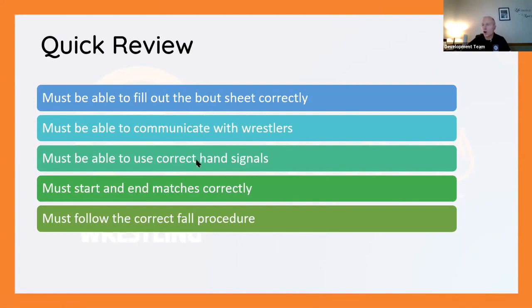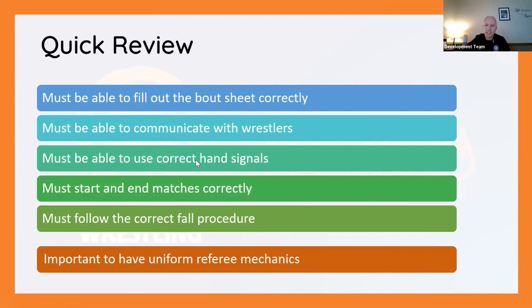And all these things are important because it's so important to have uniform referee mechanics across the board. You want people to be able to watch a match and know exactly what those hand signals are and what is being done by the referee, because they may not always be able to hear you. Maybe there's an announcer commentating the match, but they can clearly tell what you're saying based off of what you're doing with your hands and the signals that you're illustrating. So it's very important that we have uniform referee mechanics.